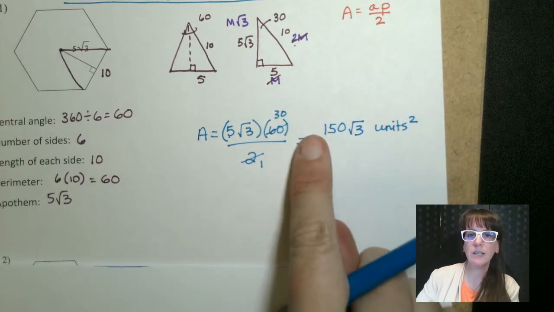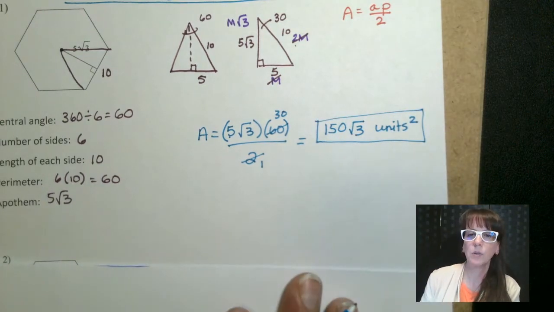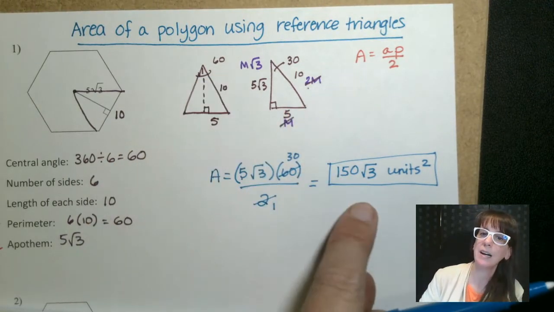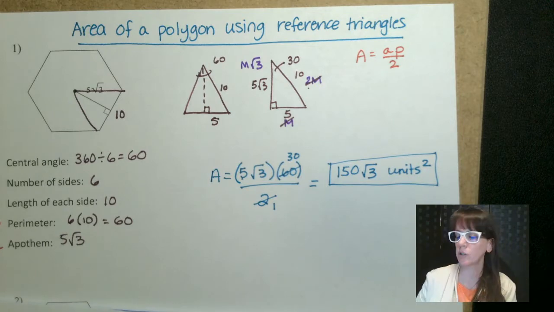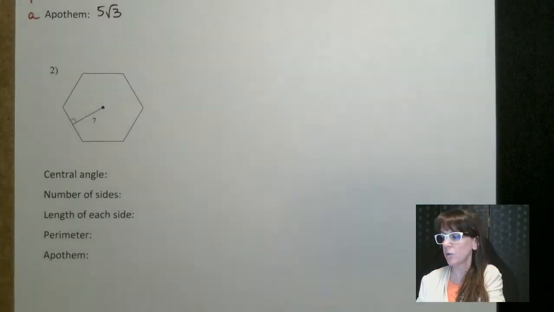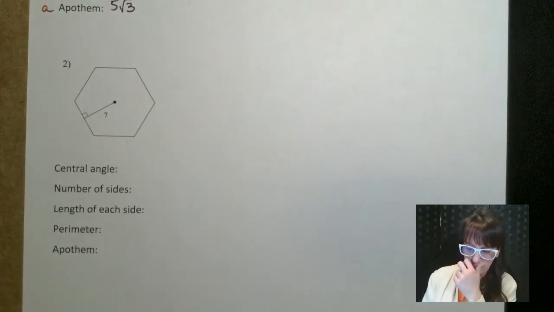So our answer is 150. Our area is 150 root 3 units squared. If you had used regular trig here, you would not have gotten root 3, you would have gotten a decimal, and you would have gotten the question wrong. So it is vitally important you know these reference triangles, especially if you're going to go on to algebra 2 or trigonometry or calculus and pre-calc. Those reference triangles are really helpful.